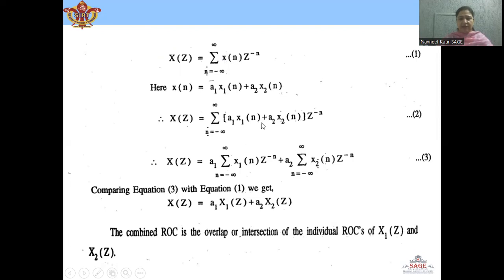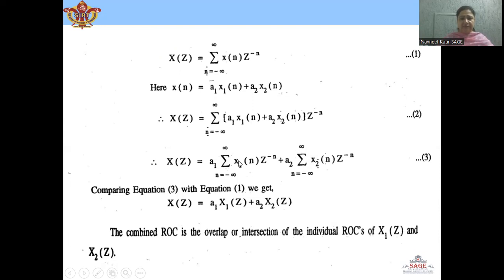Now we know that the summation of the sum is the same as the sum of the summations. That means I can separate the two parts. Here A1 and A2 are constants, so they can easily be taken out of the summation sign. So A1 summation x1(n) z raised to power minus n plus A2 summation x2(n) z raised to power minus n.